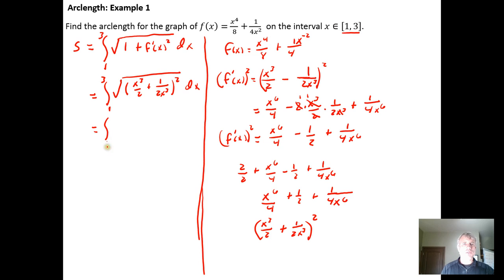So I can just drop things down. I can say the square root cancels the squaring, leaving me with x cubed over 2 plus 1 over 2x cubed, and this is dx. And now I think I'm ready to integrate.